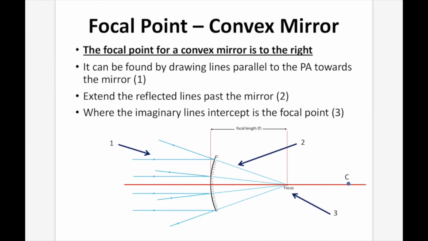Now, let's take a look at convex mirrors. Convex mirrors are diverging mirrors, and for convex mirrors, the focal point is on the other side of the mirror. In this case, since our mirror is bulging out to the left, our focal point is to the right. It's always going to be on the other side of the mirror. It can be found by drawing lines parallel to the principal axis, and then we extend the reflected rays past the mirror. So that's what we see in number 2. Number 1 is the incident rays coming in, hitting the mirror, and number 2 are the extended reflected rays going backwards. And you can see they all meet at the same point, the focal point.